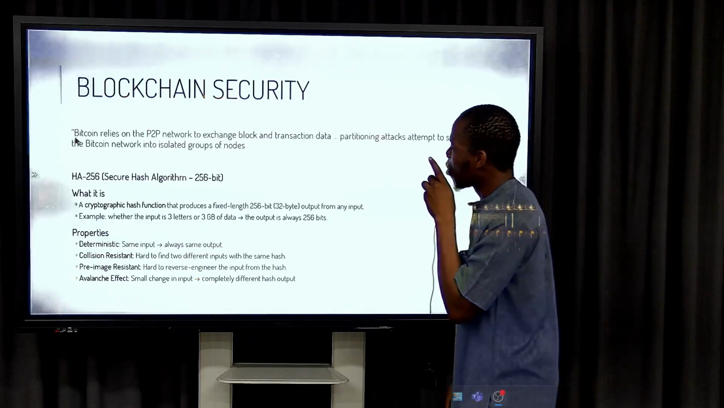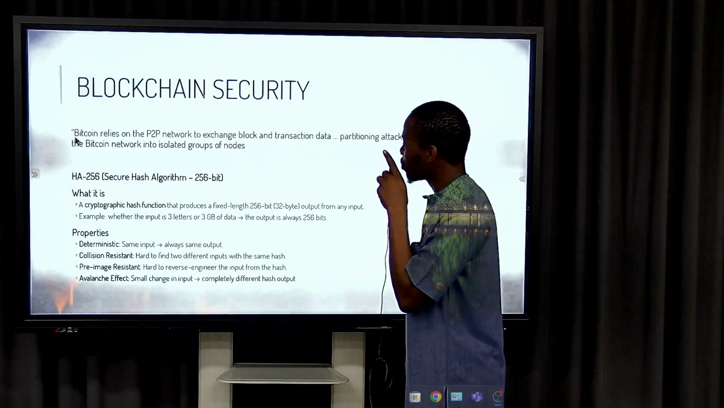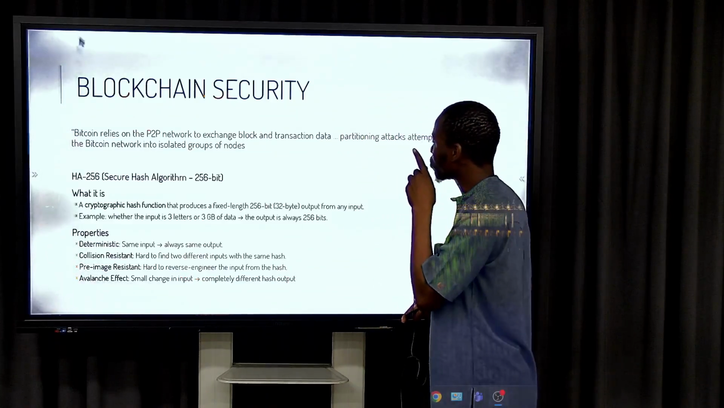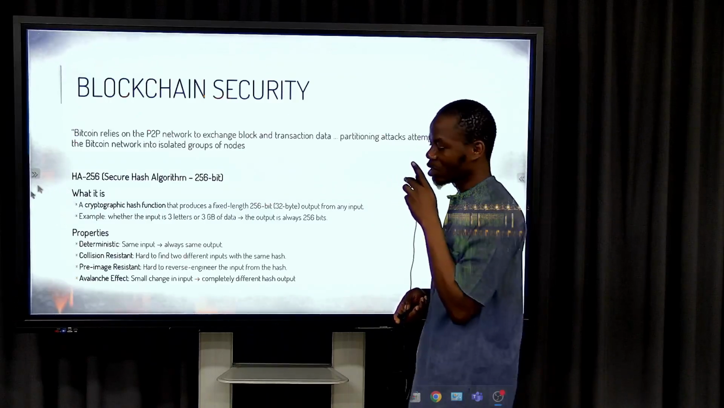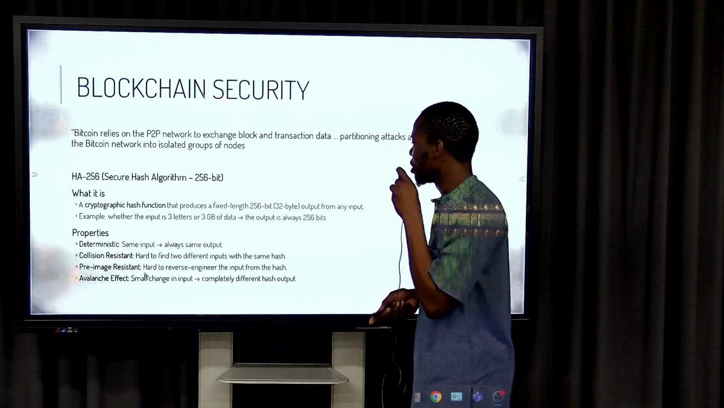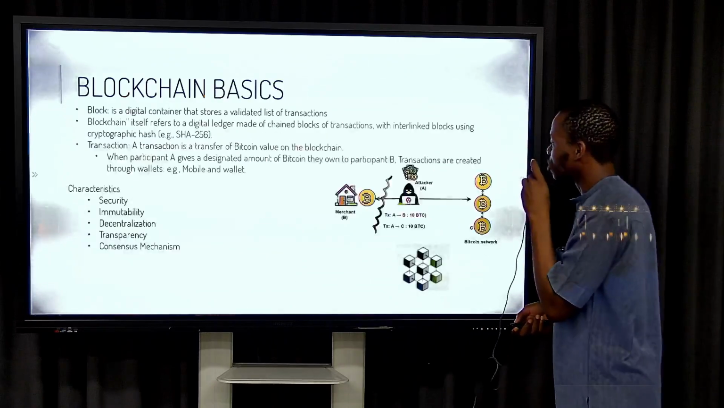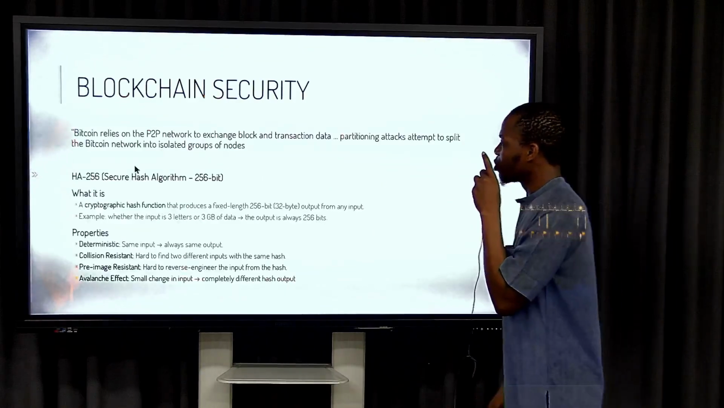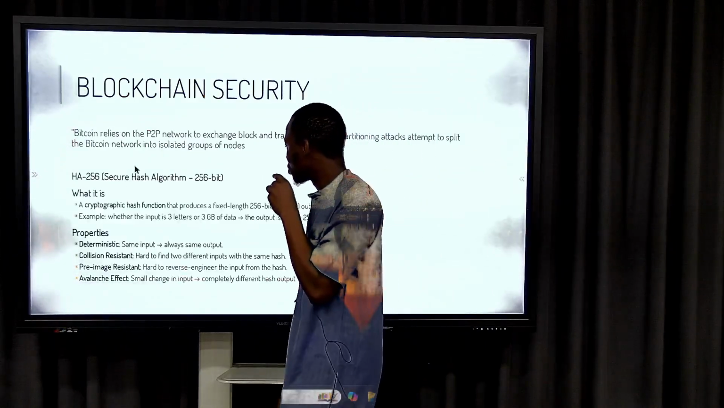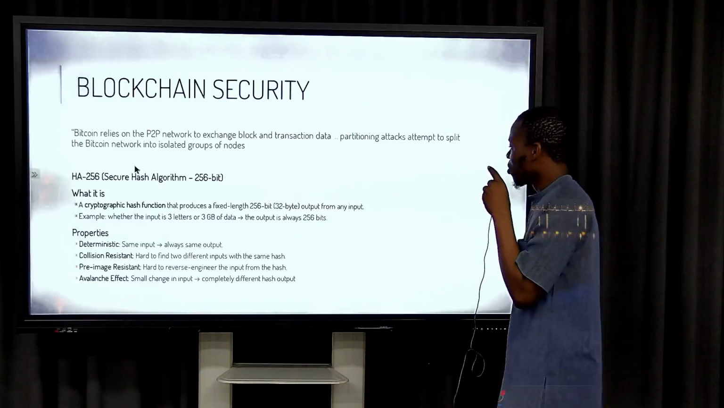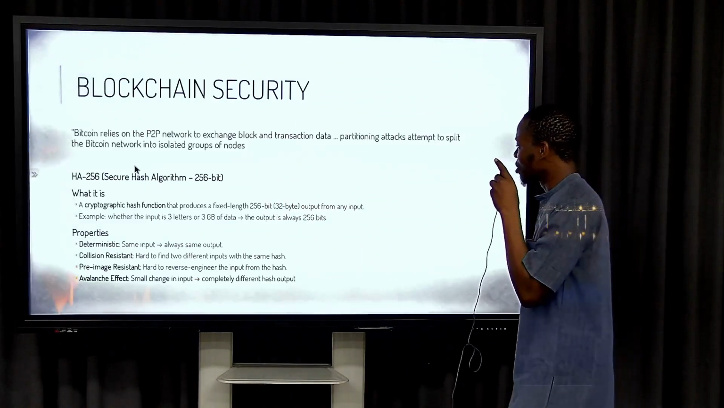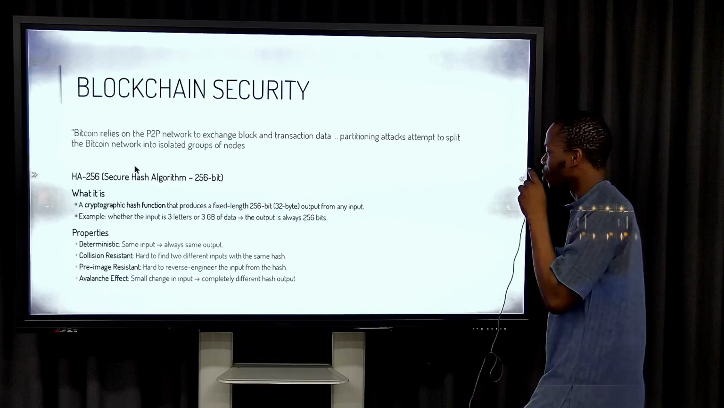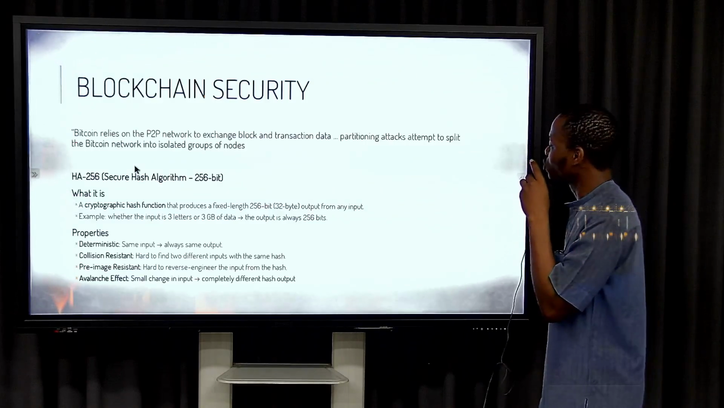Now, furthermore, we have the SHA, the secure hash algorithm. SHA-256 is a cryptographic algorithm that is leveraged in blockchain. Don't forget, we said security is one of the key components of the blockchain. So a cryptographic hash function produces a fixed-length output, that is 256 bits, 32 bytes, from any input. For example, whether the input is 3 letters or 3 GB of data, the output is always 256 bits.